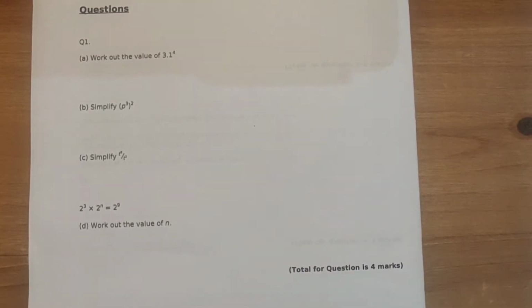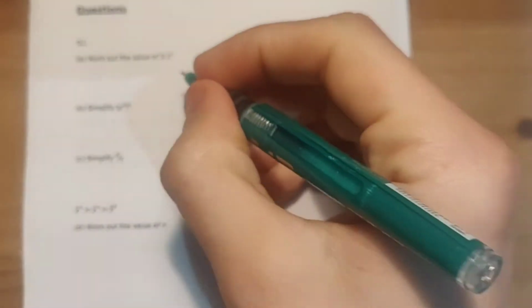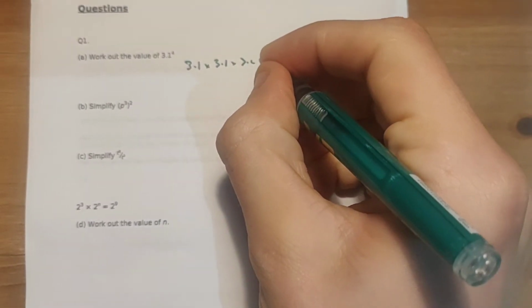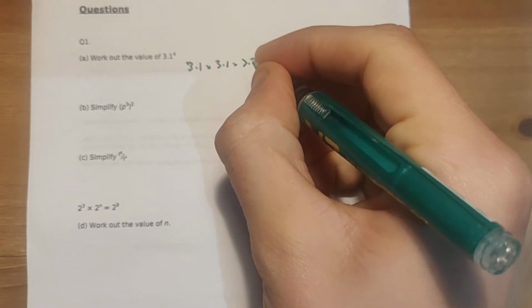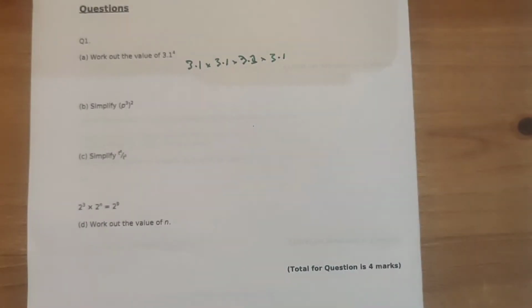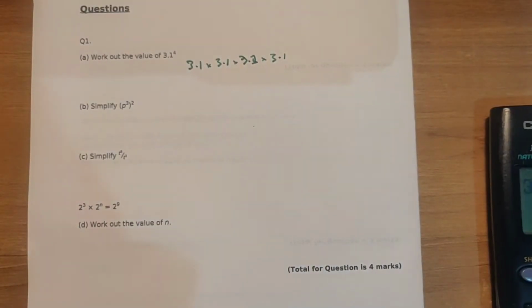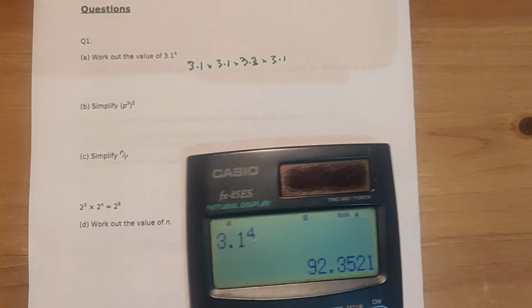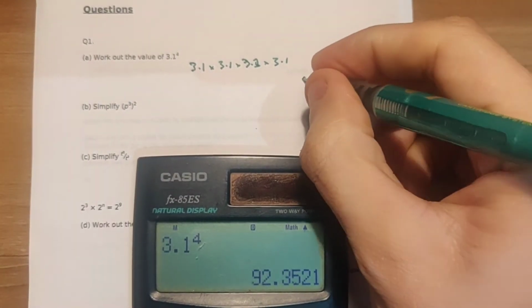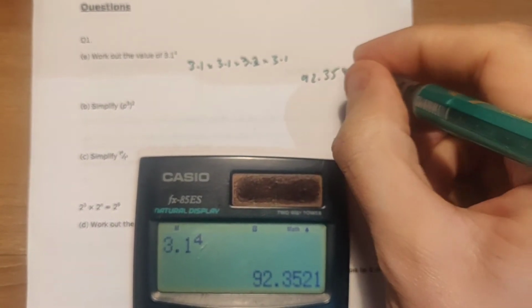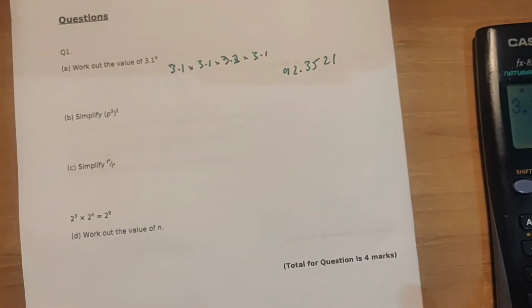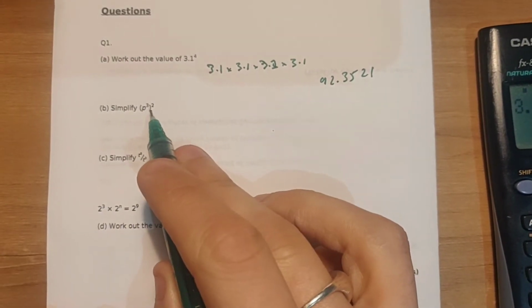So for our first question, we've got to work out the value of 3.1 to the power of 4. That's obviously 3.1 times 3.1 times 3.1 times 3.1. Let's calculate a question, so we can type that in. We get this. So 92.3521. Sorted.